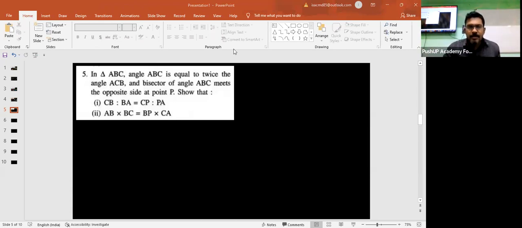Very good, children. Chalo. Next question. This is also totally theoretical. No numericals involved. Read it. In triangle ABC, angle ABC is equal to twice angle ACB. Bisector of angle ABC meets the opposite side at point P. You have to show that CB upon BA is equal to CP upon PA. Right?